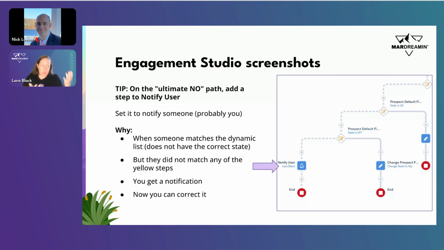And I name my engagement studio something very obvious. It's like correct US states or something like that. So if I get a notification that says, Laura, somebody is notifying you, I know that I should open up that prospect and figure out what went wrong. Maybe I forgot to include Wyoming. Maybe I forgot to fill in Michigan, or I duplicated something and left those steps out somewhere.